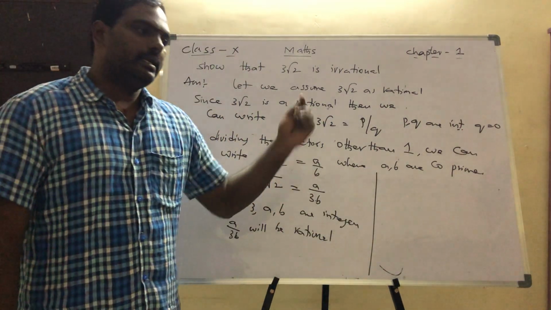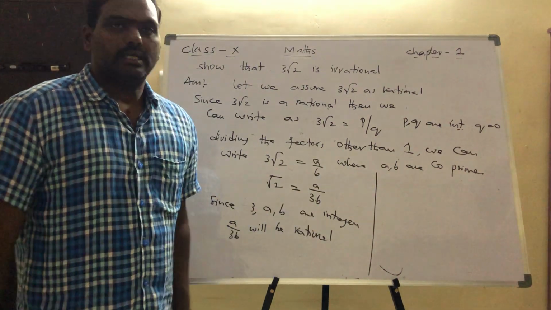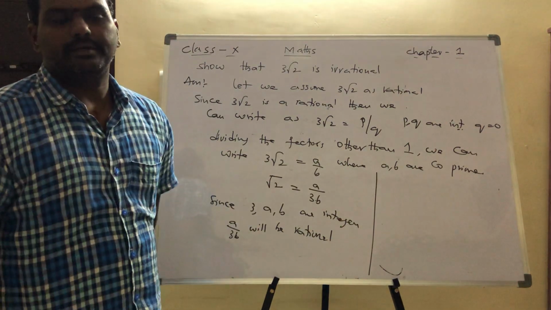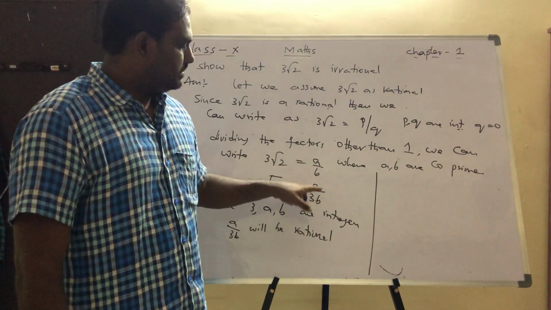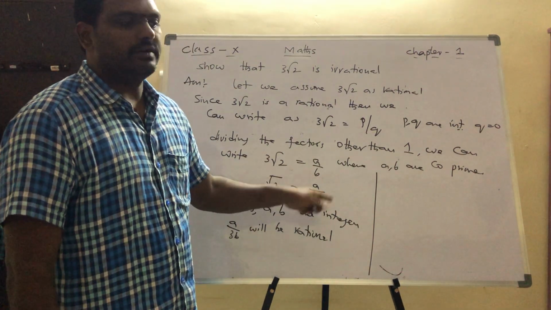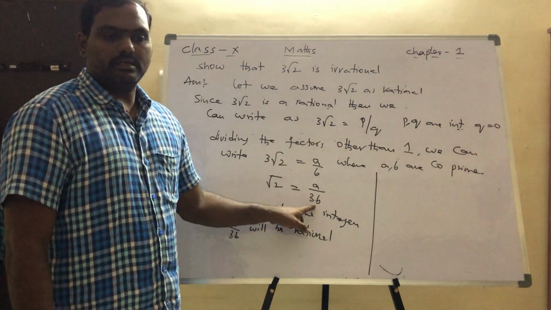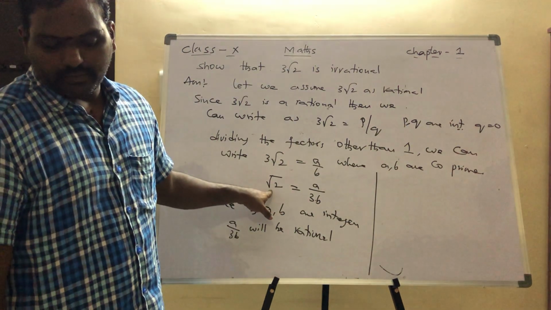You can take any numbers. a is equal to 2, b is equal to 3. 2 by 3 threes are 9, 2 by 9 is a rational number. a is equal to 4, b is equal to 5, and 4 by 3 fives are 15, 4 by 15 is a rational number. So since the RHS is a rational number, this LHS also will be a rational number.